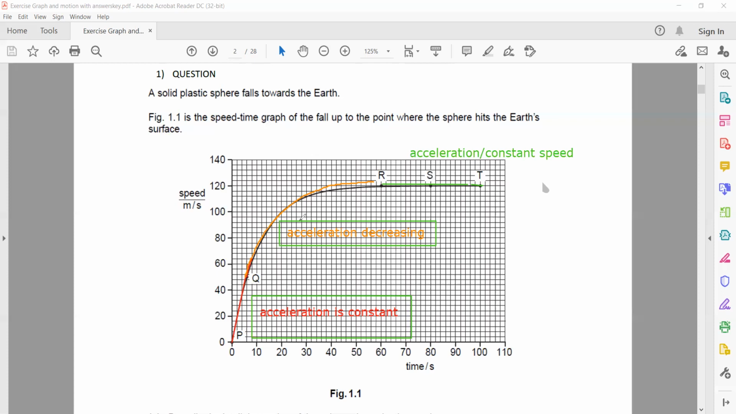So in the exam, you will mention that from Q to R, it is having a constant acceleration because it's a speed time graph. So you should use the term acceleration when you are explaining the idea of motion. And if it's a distance time graph, it's better you use the term speed as well as acceleration. So acceleration is constant, as it's a straight line from P to Q. Acceleration is decreasing from Q to R, and from R, S and T the acceleration is 0.